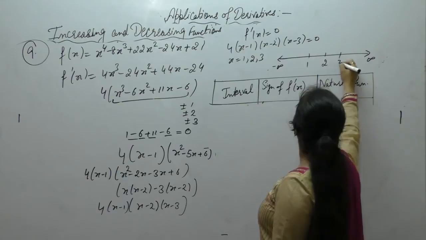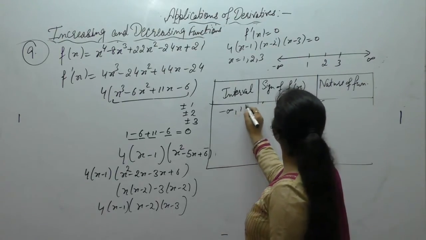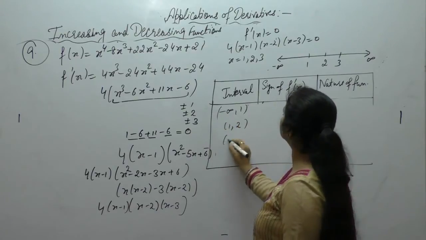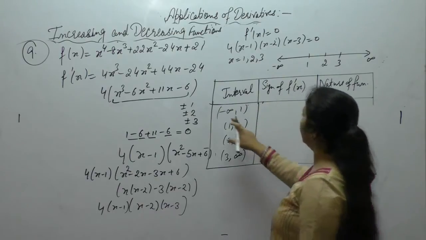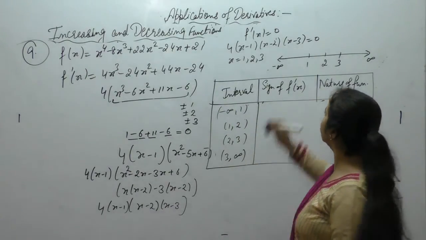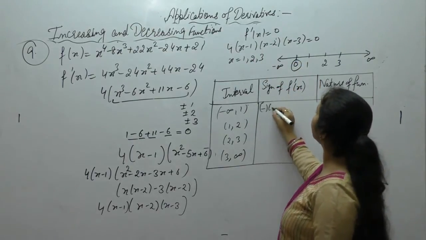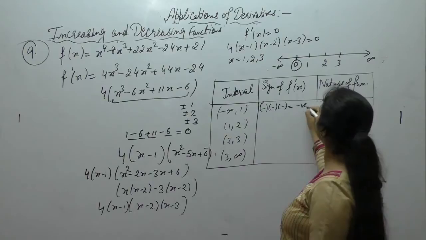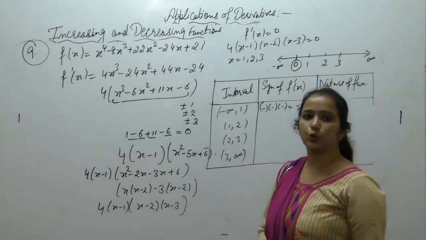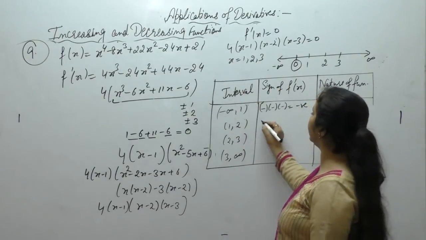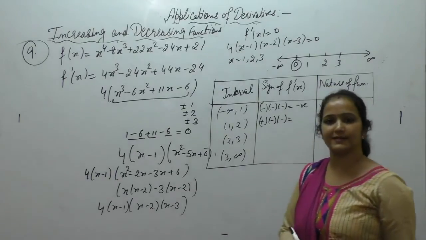Now check for the intervals: minus infinity to 1, 1 to 2, 2 to 3 and 3 to infinity. Minus infinity to 1. Let the number be 0. 0 minus 1, 0 minus 2 and 0 minus 3. Negative means function is decreasing. 1 to 2. Let the number be 1.5. 1.5 minus 1, 1.5 minus 2 and 1.5 minus 3: negative.